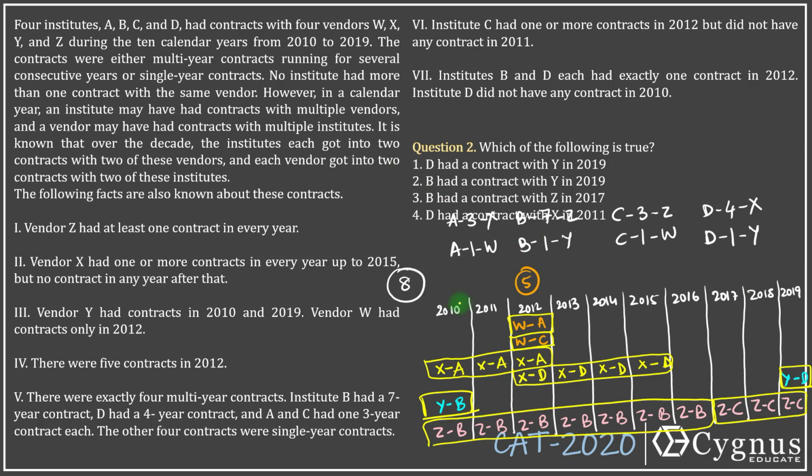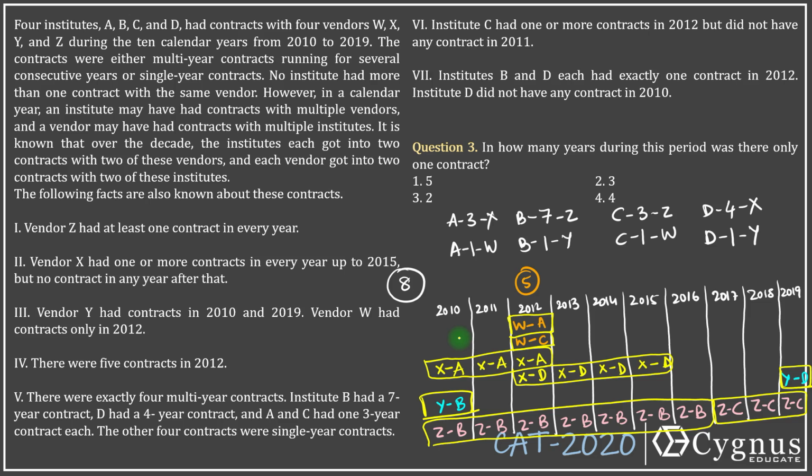Next question. Which of the following is true? D had a contract with Y in 2019. That's true. So that means that's our answer. Next one. In how many years during this period was there only one contract? As we had just seen, 2016, 2017, 2018. 3 years, there were only one contracts.